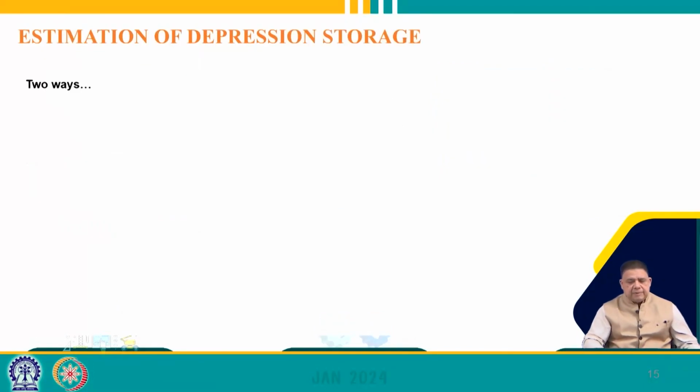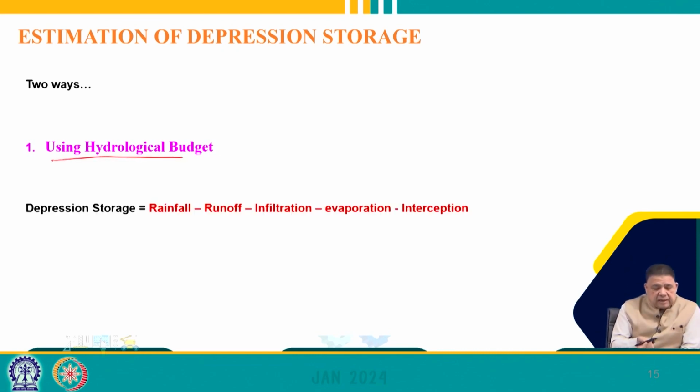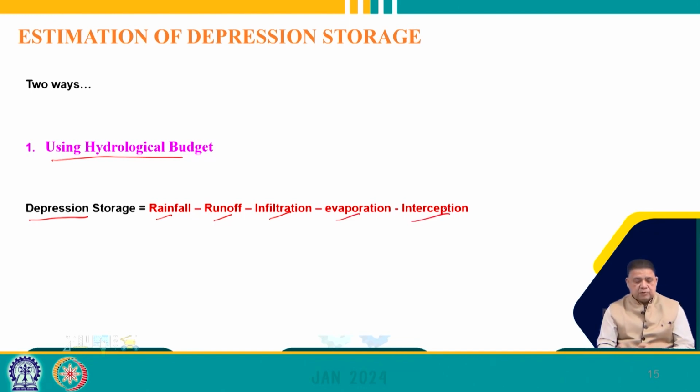Now, coming to estimation of depression storage, we have two different ways of doing that. The first one is using the hydrological budget, and if we write a water balance equation in terms of depression storage, then it comes out to be rainfall minus runoff minus infiltration minus evaporation minus interception. Of course, during our discussion, the water balance equation will be seen in different terms many times. So, here we are looking at it in terms of depression storage.